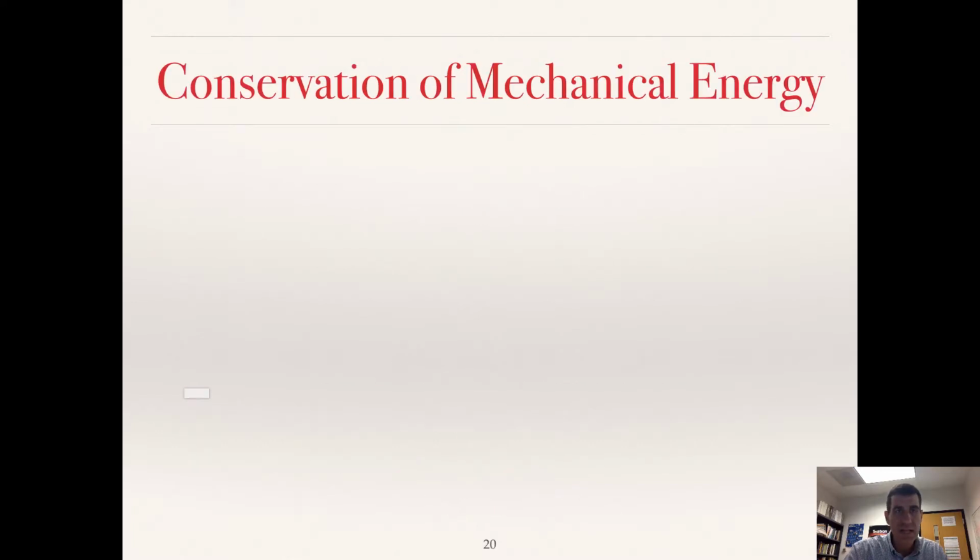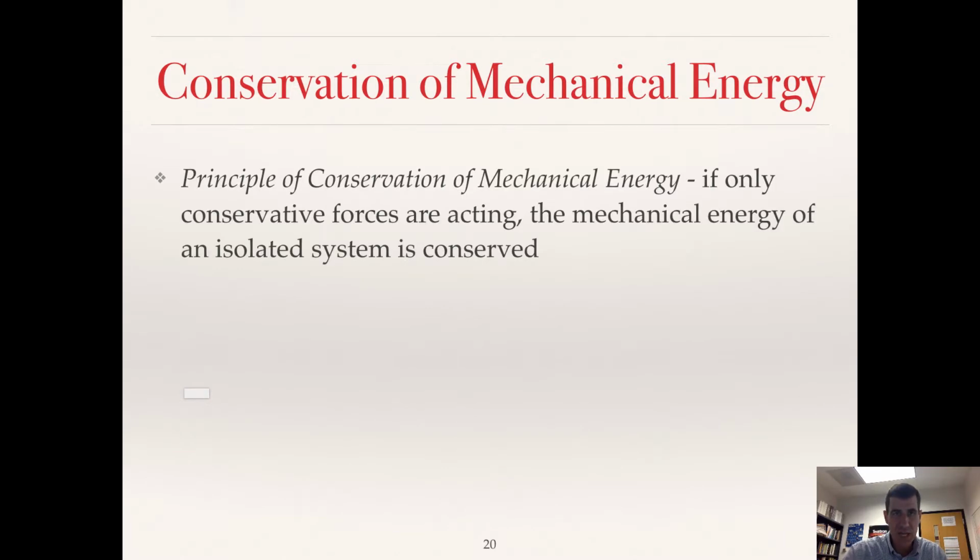Okay, so now we finally get to the main idea, the most important idea in Chapter 8, which is the conservation of mechanical energy. The principle of conservation of mechanical energy says that if only conservative forces are acting, then the mechanical energy of an isolated system is conserved. There are lots of different ways you can phrase that or write it as an equation. You could say that the change in mechanical energy is zero, or that the initial kinetic plus initial potential energy equals the final kinetic plus final potential energy, or delta K plus delta U equals zero. These all really mean the same thing.